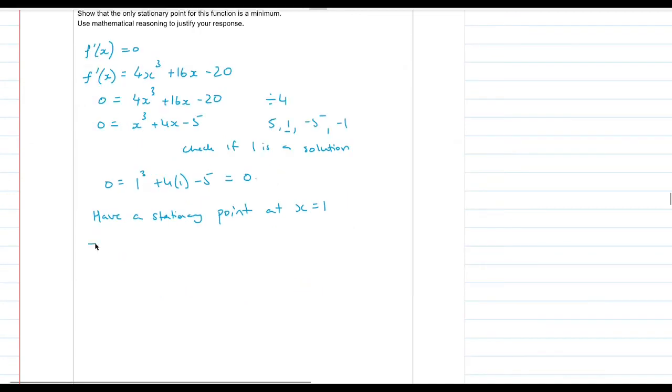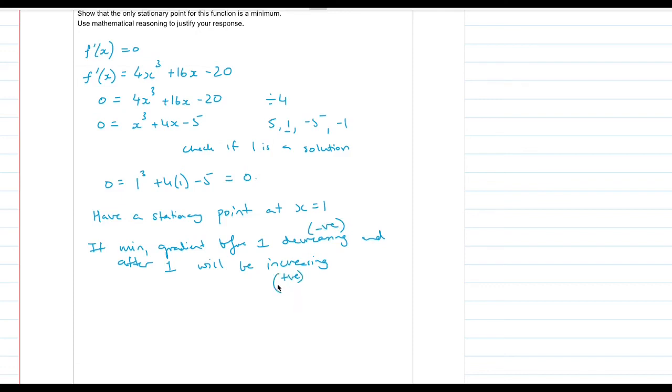Now, if it's a minimum, the gradient before 1 will be decreasing and after 1 will be increasing. So it will be negative before and positive after.